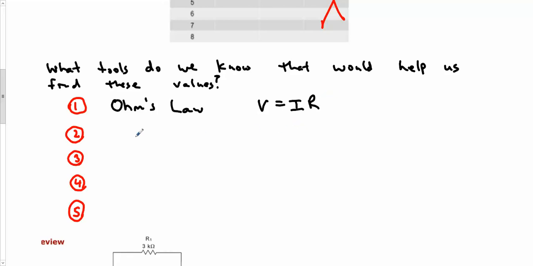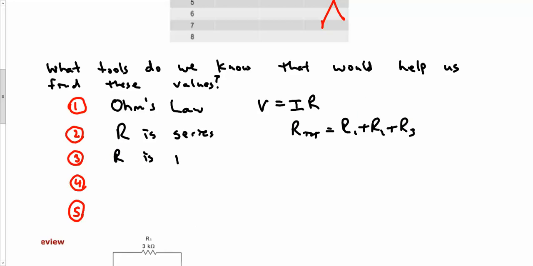We know that our resistors in series, if I wanted to combine them, I just add them. Yes? I know that resistors in parallel, I add up their inverses. Yes? And there are 2 other things that we know, 2 of Kirchhoff's laws.